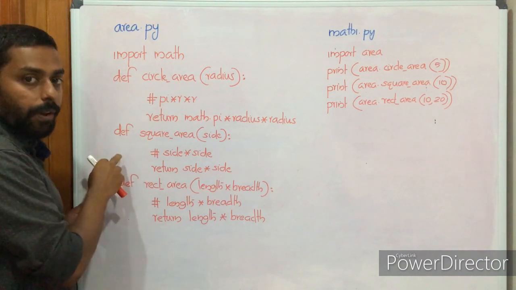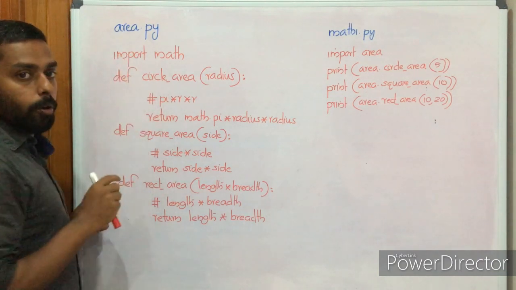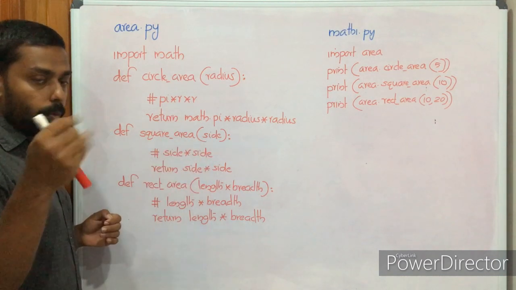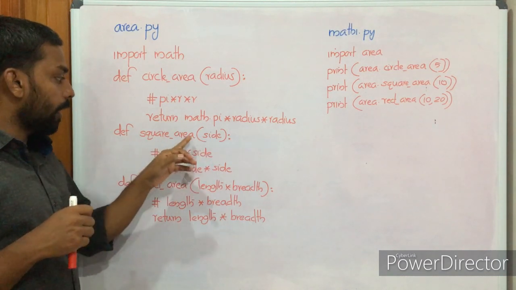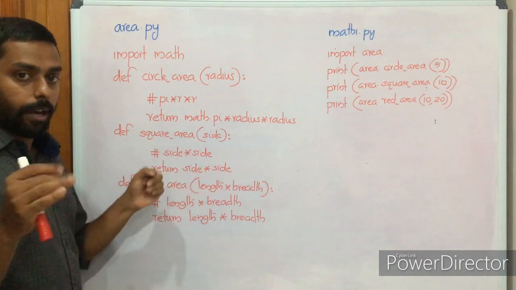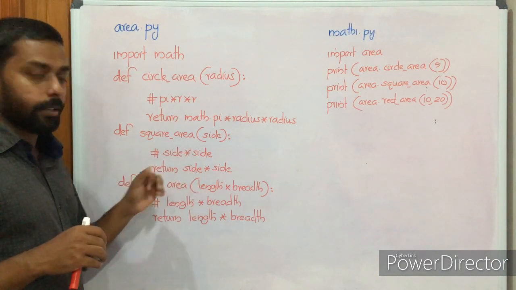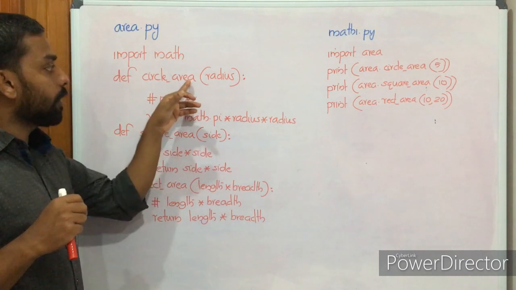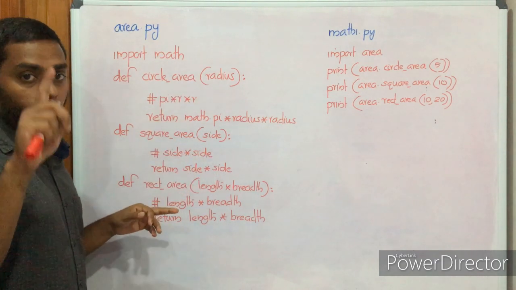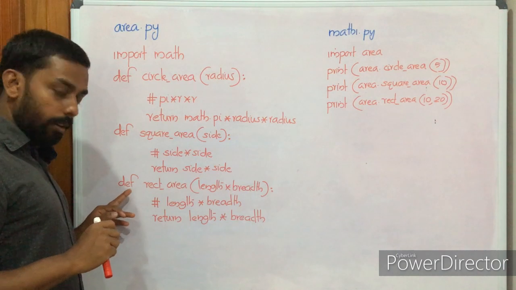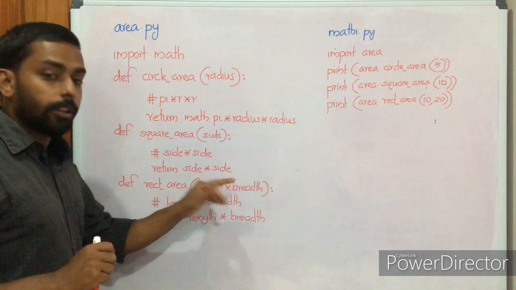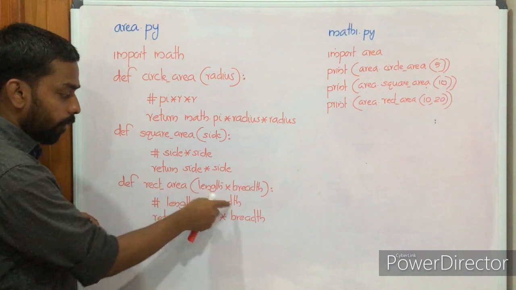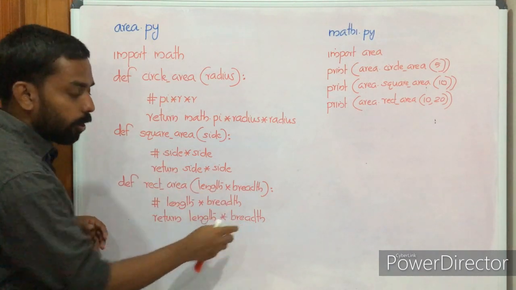Then our second function in the area.py module, def square_area(side). It's for the square. Then a comment, side into side. Then return side into side. It returns side into side. It also takes only one parameter, right? The first function and the second function take only a single parameter. And the third function, def rect_area(length, breadth). It takes two parameters, length and breadth. And a comment, length into breadth. Then return length into breadth.